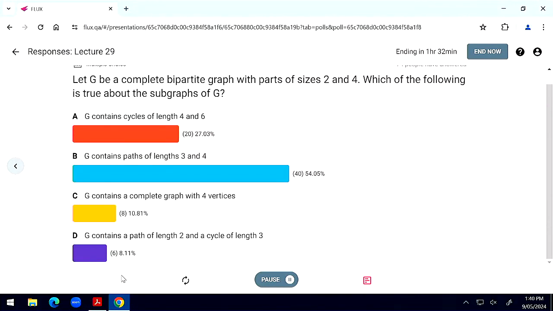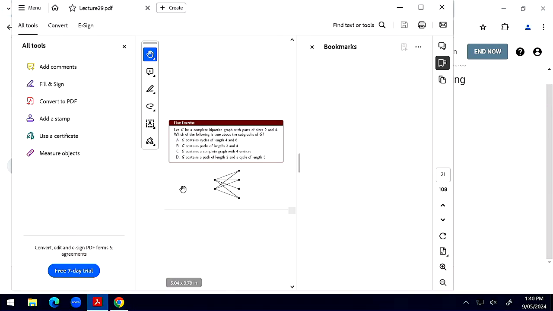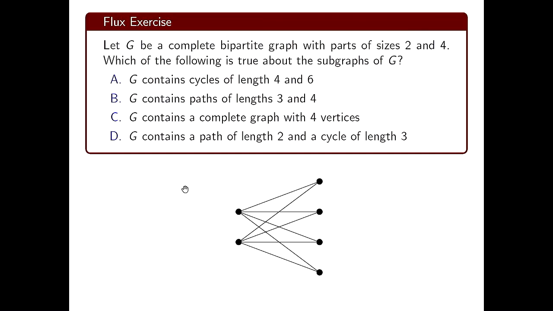Okay, so I do like that as an answer. Let me point out why I think some of these are wrong. G contains a complete graph with 4 vertices. That can't be right because 4 vertices is going to definitely have either 2 on the left or 2 on the right or both, and those are not going to be joined to each other by an edge, so it can't be complete. So C's wrong.